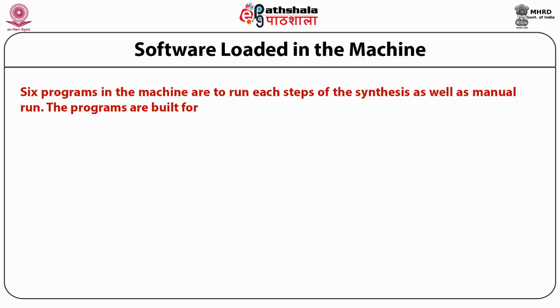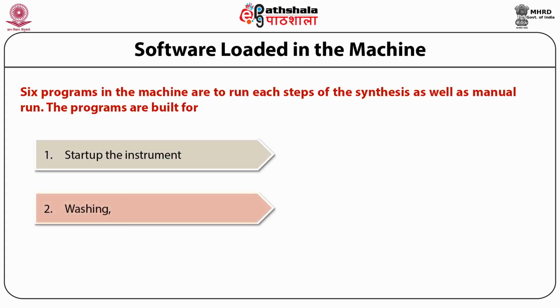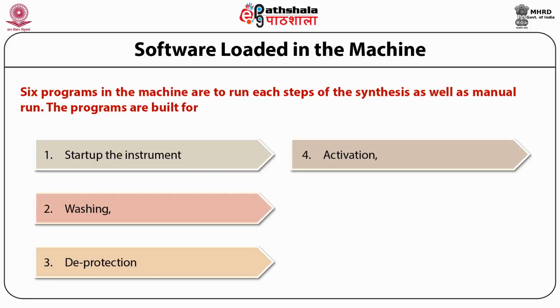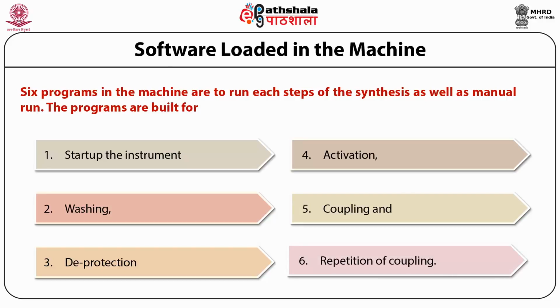The programs are built for start up of the instrument, washing after every step of the reaction, deprotection, that is deprotecting the Fmoc group of the amino acid by piperidine, activation, that is activating the C-terminal of the amino acid by NMM and HBTU, and coupling, that is the coupling between the two amino acids to form a peptide bond. And repetition of coupling means when the coupling does not occur totally, coupling with more amino acids is required. That is another program which is called repetition of coupling.